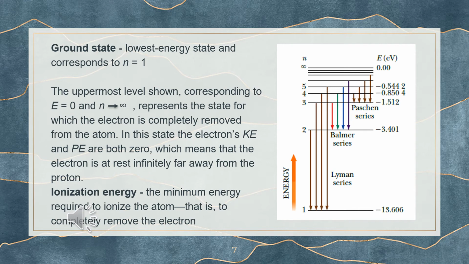Ionization energy is the minimum energy required to ionize the atom, that is, to completely remove the electron. This figure is an energy level diagram for hydrogen. Quantum numbers are given on the left, and energies in electron volts are given on the right. Vertical arrows represent the four lowest energy transitions for each of the spectral series shown. The colored arrows for the Balmer series indicate that this series results in visible light.